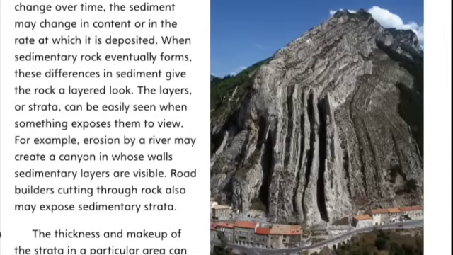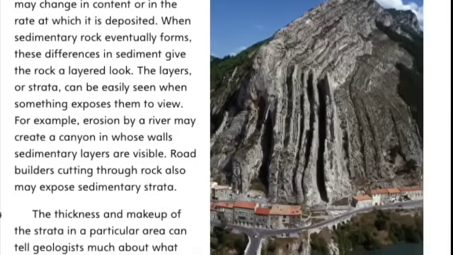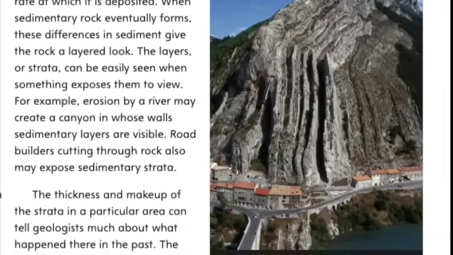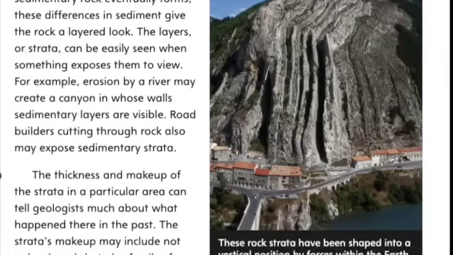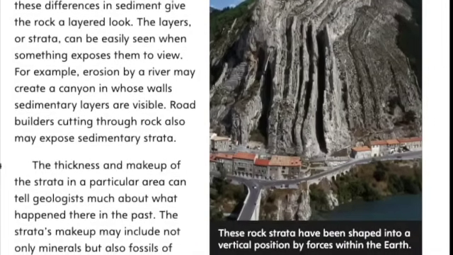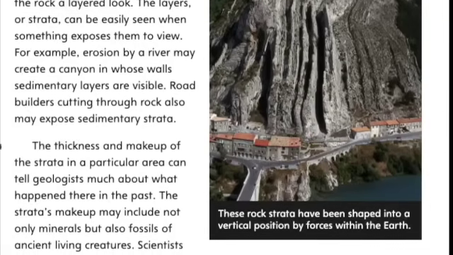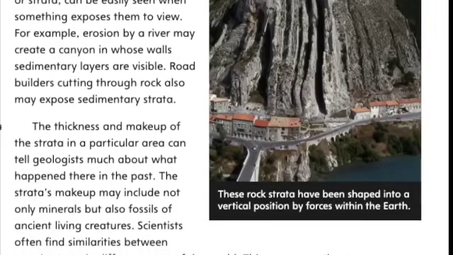For example, erosion by a river may create a canyon in whose wall sedimentary layers are visible. Road builders cutting through rock also may expose sedimentary strata. The thickness and makeup of the strata in a particular area can tell geologists much about what happened there in the past. The strata's makeup may include not only minerals, but also fossils of ancient living creatures.